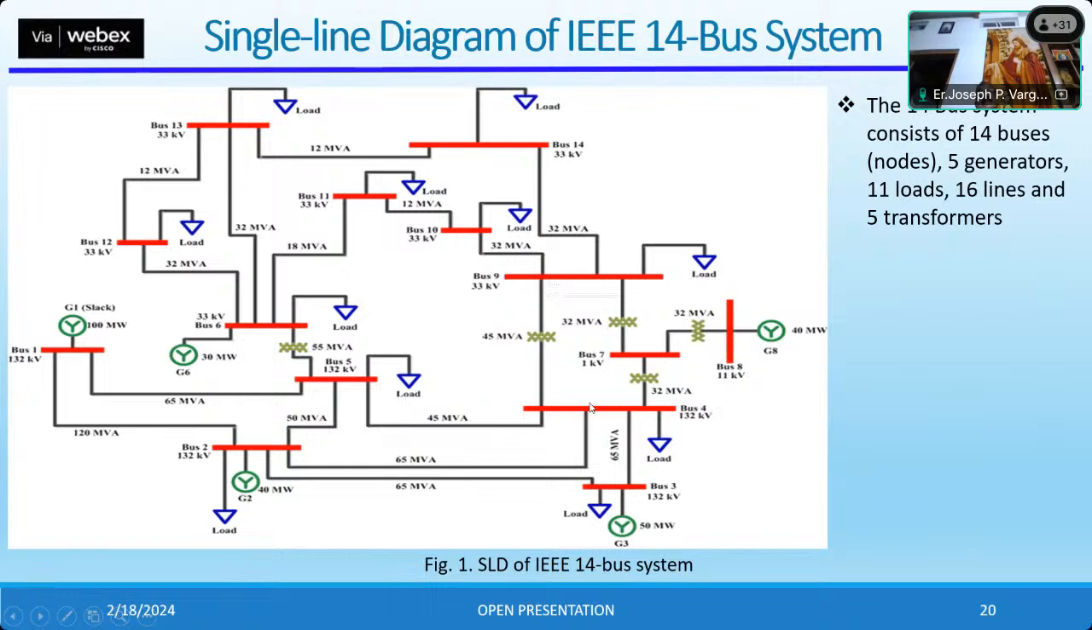This is the single line diagram for the IEEE 14 bus system for conducting the test. We have developed the algorithm, and firstly we are implementing this algorithm in this network. In the IEEE 14 bus system, you know that there are 14 buses, and we are having 5 generators.